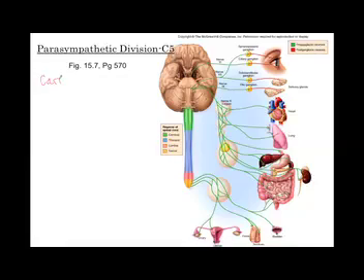It's also known as the craniosacral, because it's involving cranial nerves and sacral spinal nerves. Cranial nerves 3, 7, 9, and 10. So there's 4 cranial nerves. And then S2, S3, and S4.